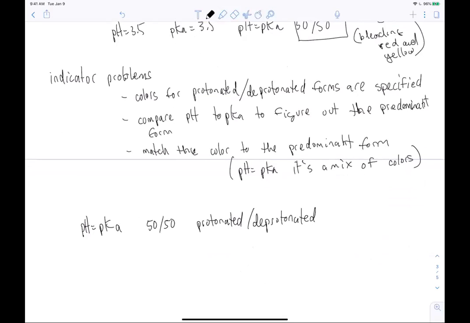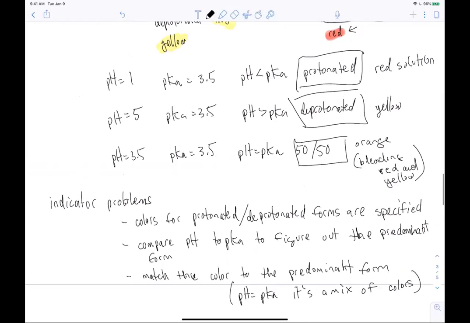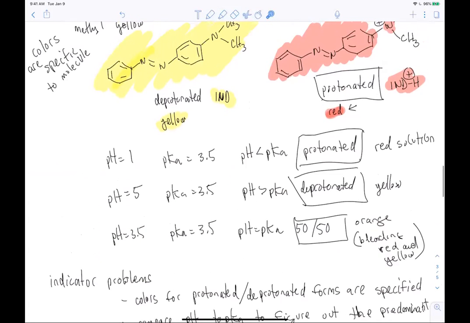If your pH is very close to the pKa, like slightly above, look at this one. If our pH is 3.5 and our pKa is 3.5, then it's 50-50. If I raise the pH a little bit to 3.6, I'm still going to have something that looks orange. I'm going to start to have more of the deprotonated form in solution, so it's going to be a little bit more yellow orange. At 3.7, it's going to be more yellow still, and at 3.8, more yellow still.